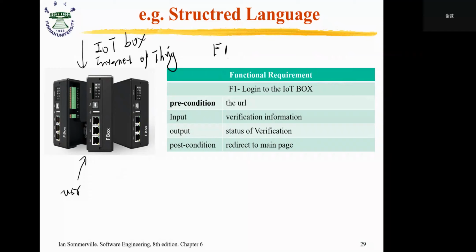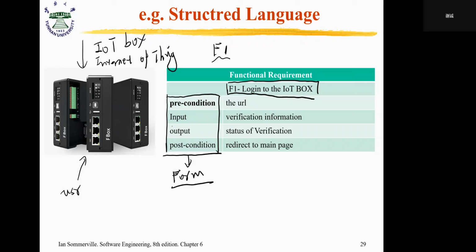Functional requirement one. How do you describe it in the structured language? First, you give the name. What's this functional requirement's name? It's called F1, log into the IoT box. Okay, then you predefine some form or template.